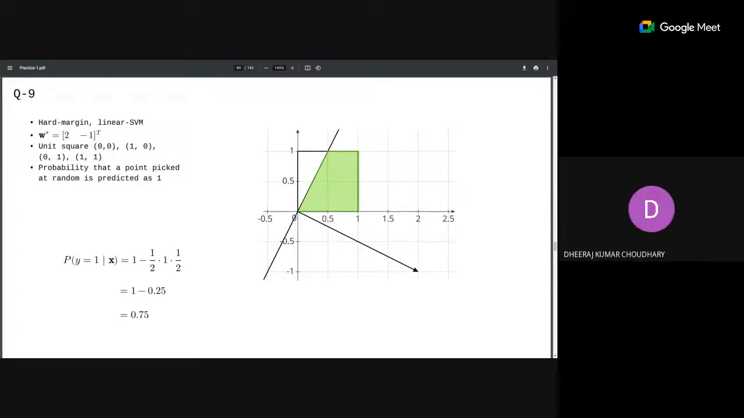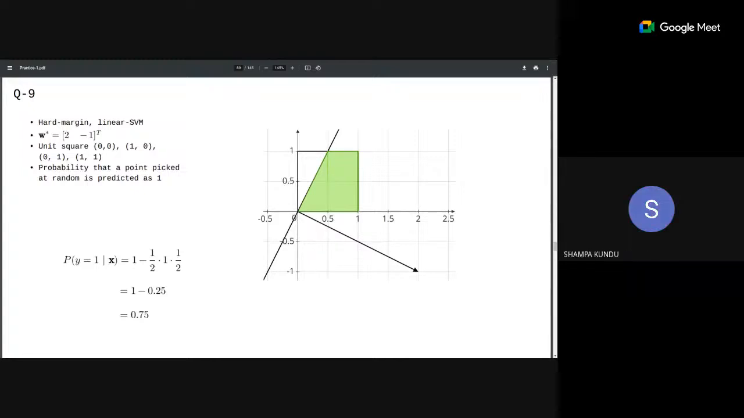Okay, so if we include the margins, shouldn't the area become a bit less? No, right? The margin is only for the training part. So the margin doesn't feature in the prediction part. This is for predictions. Okay, got it.